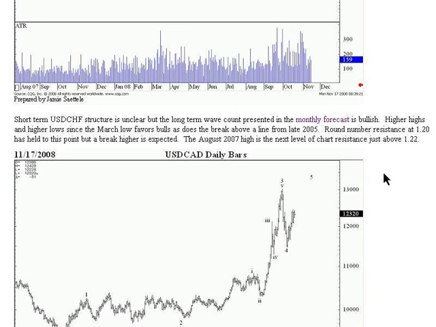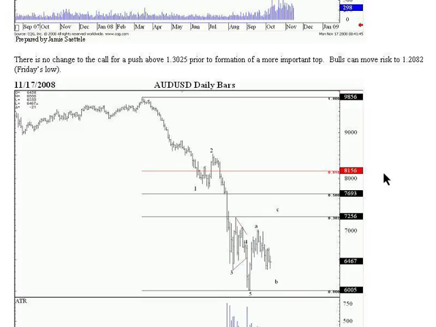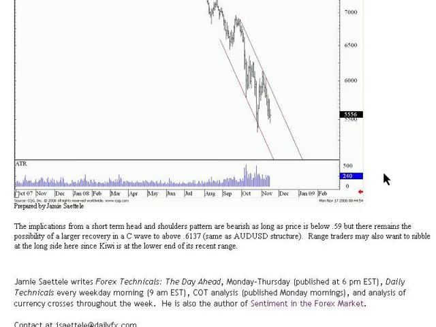But I did want to speak about the Kiwi dollar. That is also a pair I've been focusing on in the report, so let me go ahead and read that. The implications from a short-term head and shoulder pattern are bearish as long as price is below 59, but there remains a possibility of a larger recovery in a C wave to above 61.37, same as the Aussie structure. Range traders may want to nibble at the long side here since Kiwi is at the lower end of its recent range. So let's go ahead and pull up the charts.